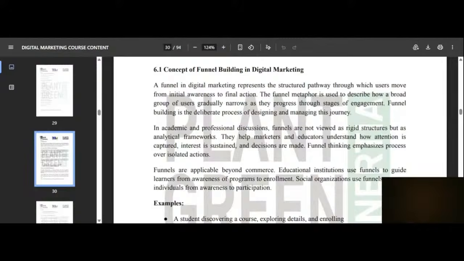Attention is captured, what interest is sustained, and how decisions are made. Funnel thinking emphasizes process over isolated actions. Funnels are applicable beyond commerce. Educational institutions use funnels to guide learners from awareness of programs until enrollment. From the starting stage, awareness, until the end stage, when they enroll onto the website, onto the course, is the journey. Social organizations use funnels to move individuals from awareness to participation.